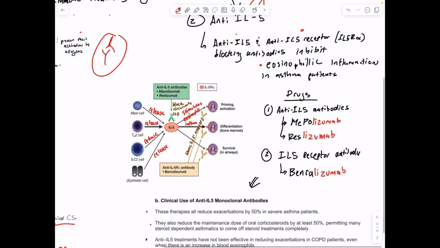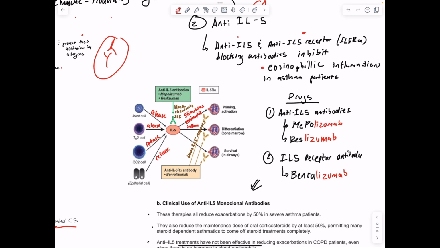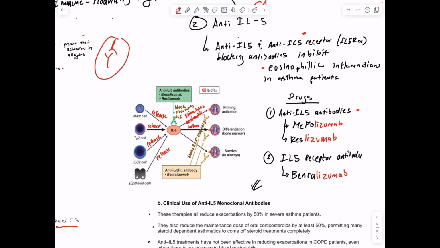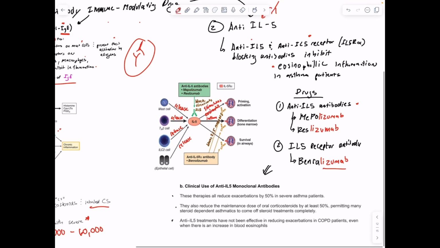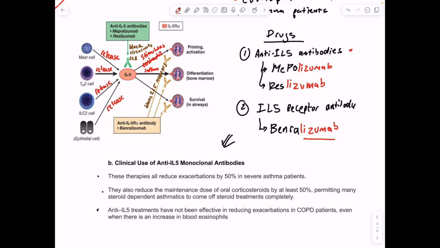And so interleukin 5 will promote our eosinophil inflammation, and so we have the antibodies that will bind to IL-5, and that's mepolizumab and reslizumab, and then you have the antibodies that bind to the receptor for this guy on the eosinophils, and that's benralizumab. I can't pronounce anything. All right, so what are the clinical uses of these monoclonal antibodies?